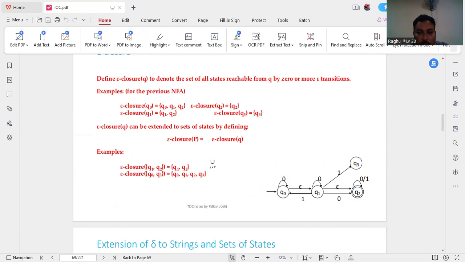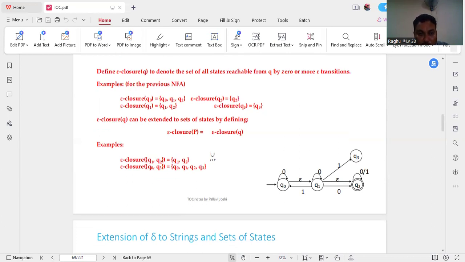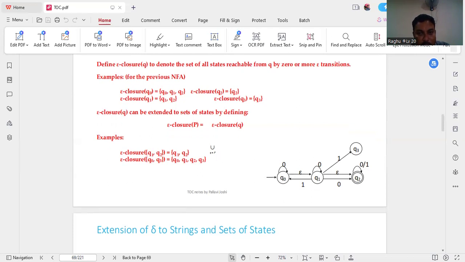Next you have to find the epsilon closure of Q1. Q1 is itself plus the epsilon reachable states. Itself is Q1, and I can reach from Q1 to Q2 with epsilon. So epsilon closure of Q1 is Q1 and Q2 only. Then the epsilon closure of Q2: there is no epsilon transition from Q2, so we consider only itself. Epsilon closure of Q2 equals Q2. In this way, we find the epsilon closure of each state in the given diagram.